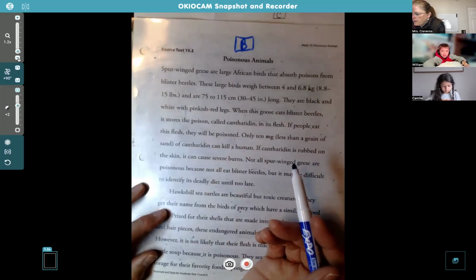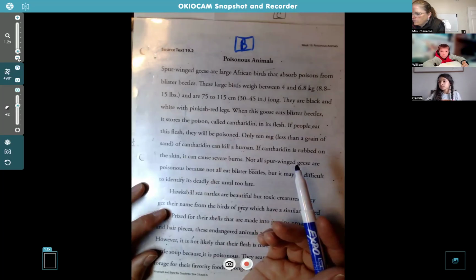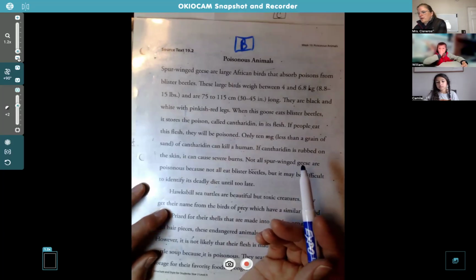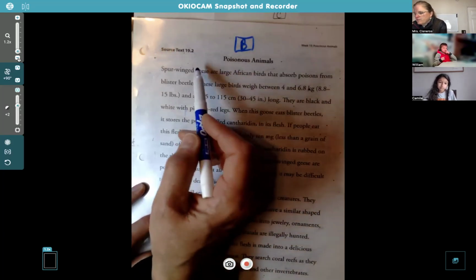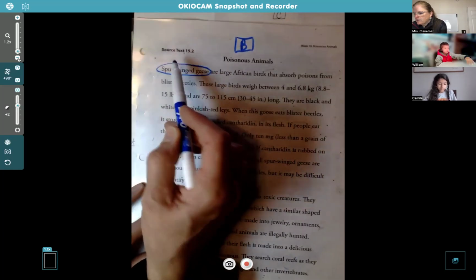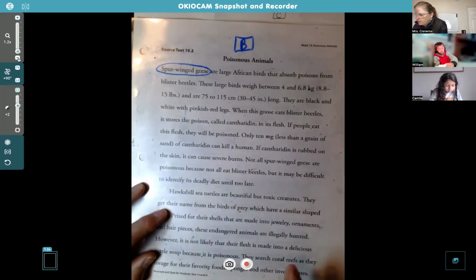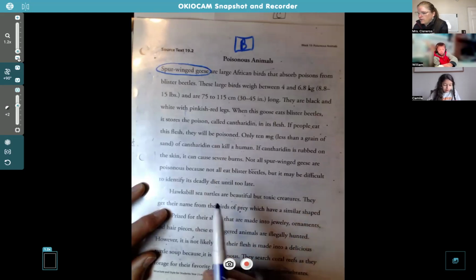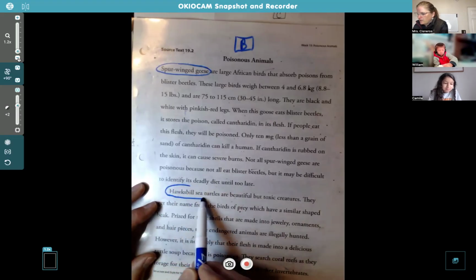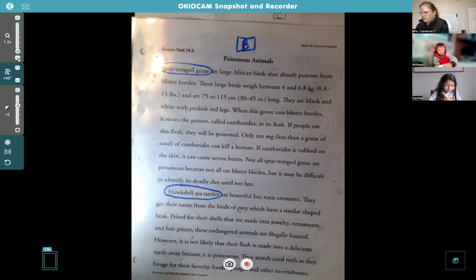Spur-winged geese are large African birds that absorb poisons from blister beetles. Blister beetles. Weird, huh? So the animal is spur-winged geese. Circle that. And then Camila, next paragraph. Hawksbill sea turtles are beautiful but toxic creatures. Okay, so Hawksbill sea turtles. Circle that. It's important to circle it so we know where to find it.